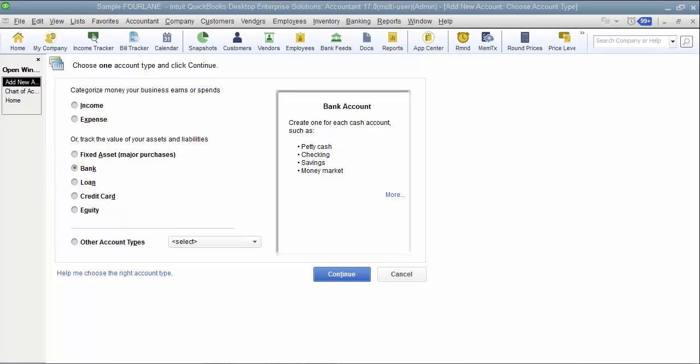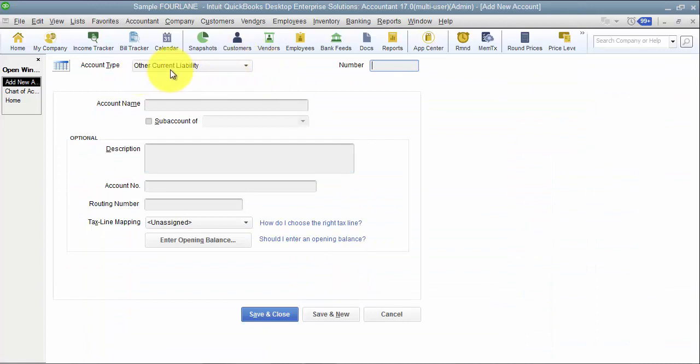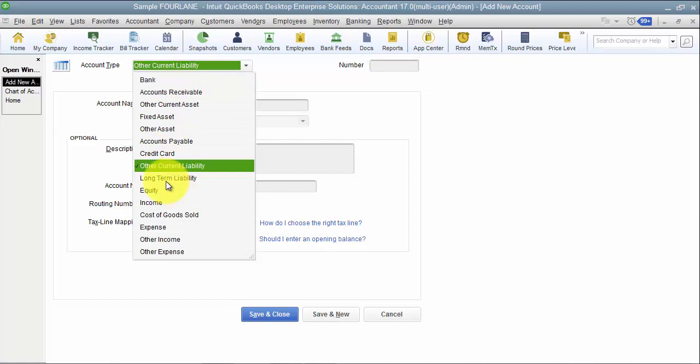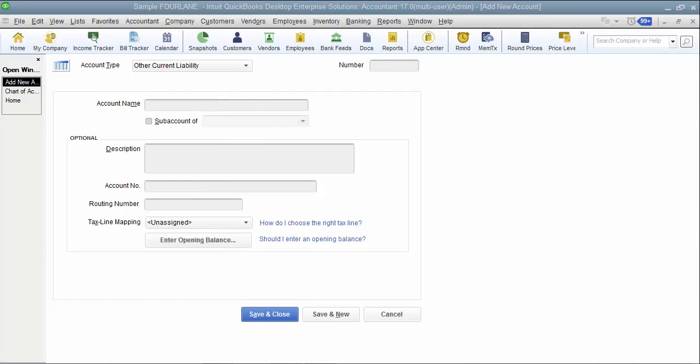Next, we have loan. This is actually not an account type, but describes an example of one. And I actually feel that this description is incorrect, because if I select loan and then hit continue, see, it takes me to an other current liability. And generally, most loans are long-term, from what I've seen. And if it's long-term, meaning it's going to take you over a year to pay it completely off, then it should be a long-term liability. So my advice is not to choose loan for your loan accounts. All right, anyway, moving on.